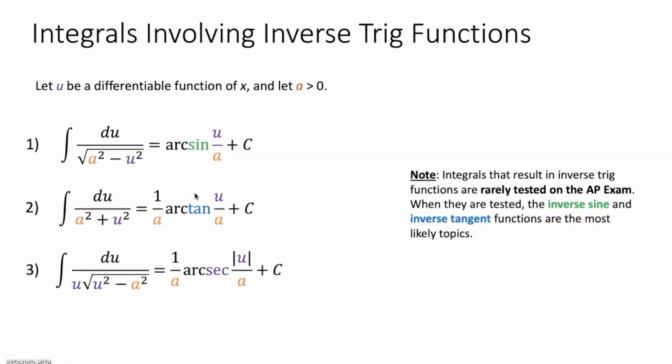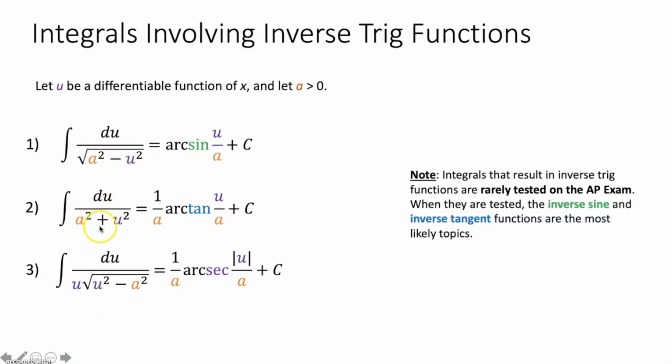Now, the last set of things I need you to memorize involving trig functions would be the integrals involving inverse trig functions. So there are 3 that are tested on the AP test. The integral of du over the square root of a squared minus u squared is going to be equal to arcsine, or the inverse sine of u over a plus c. The integral of du over a squared plus u squared is going to be equal to 1 over a times arctan, or inverse tangent of u over a plus c. And the integral of du over u rad u squared minus a squared is equal to 1 over a times arcsecant, or the inverse secant, of the absolute value of u over a plus c.